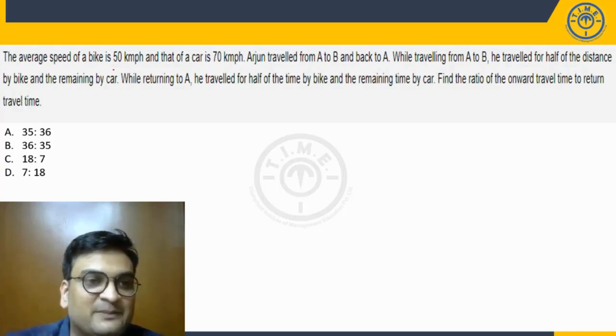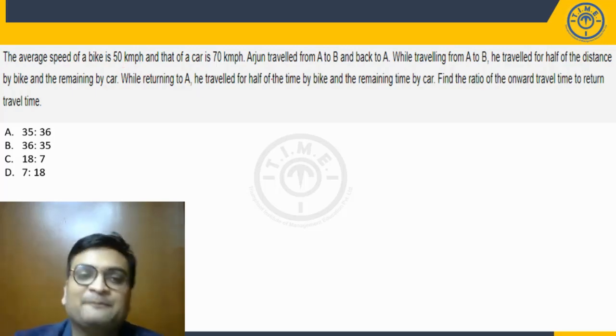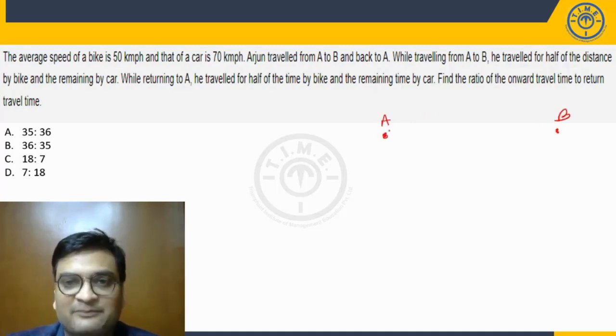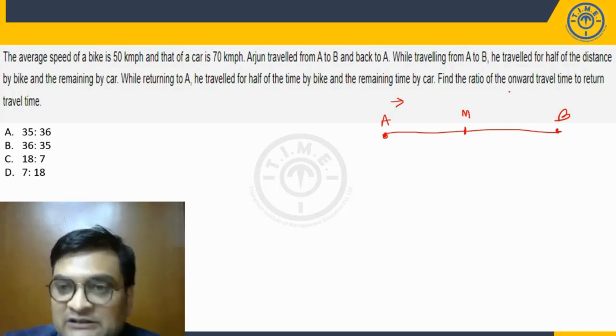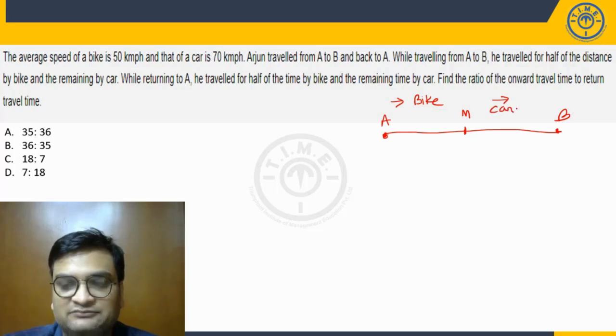So the question is, the average speed of a bike is 50 and that of a car is 70 kilometers per hour. Arjun travelled from A to B and back to A. He goes from A to B and then he comes back. While travelling from A to B, he travelled for half of the distance, let's say the point is M, midpoint M. He travelled for half of the distance by bike and the other half by car.